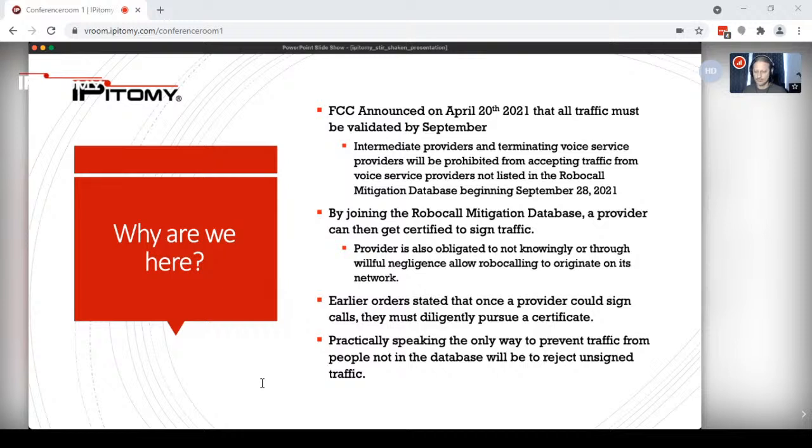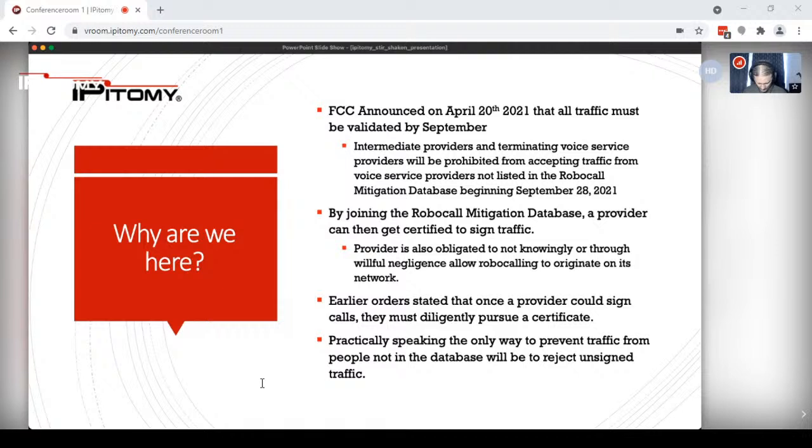The FCC stated that all traffic must be validated by September, and by validated, they basically mean that intermediate providers and terminating voice service providers will be prohibited from accepting traffic from voice service providers that are not listed in this database called the Robocall Mitigation Database. And we weren't really sure how it was all going to work at the beginning, because they have some competing directives. But originally there was this thing called Stir Shaken, and Stir Shaken is the way of signing a phone call.